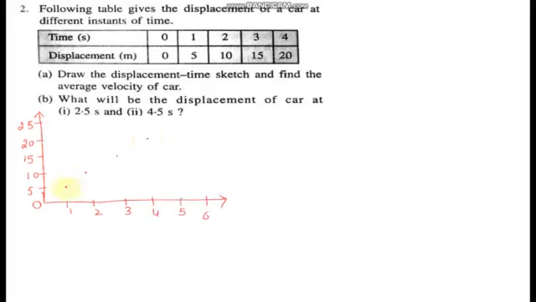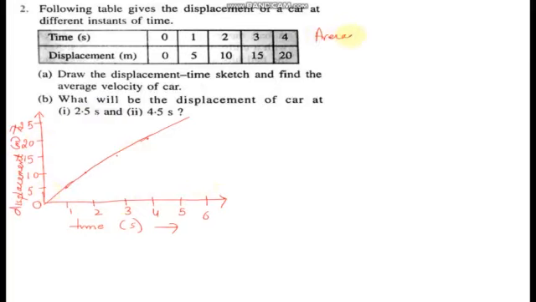Now we have to join them. We have to join them with a straight scale, and we got this type of straight line. And if we extend it with the scale it will be like this. So this type of graph will be obtained, where we have taken the time in seconds on x-axis and the displacement in meters on y-axis. This whole thing has to be drawn in the answer sheet when a displacement time sketch is asked.